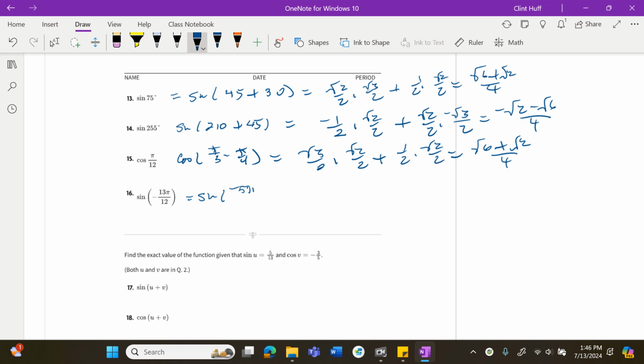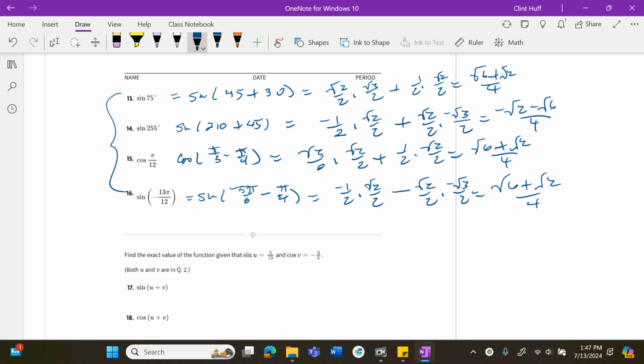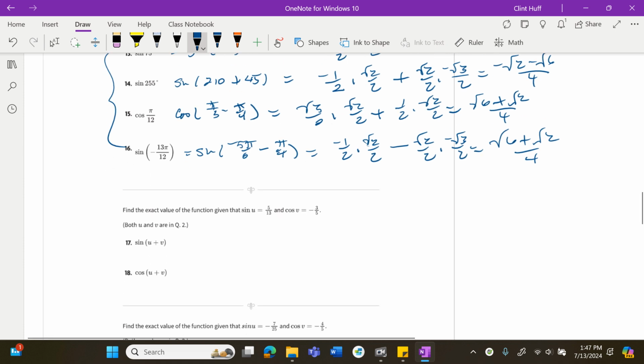Okay, on the last one, we decided that it was going to be the sine of negative 5 pi over 6 minus pi over 4. So that's going to be the sine of negative 5 pi over 6, which is negative 1/2, times the cosine of pi over 4, which is root 2 over 2, minus the sine of pi over 4, which is root 2 over 2, times the cosine of negative 5 pi over 6, which is negative root 3 over 2. And then we'll end up with root 6 plus root 2 over 4. Luckily, you don't have to commit these things to memory.